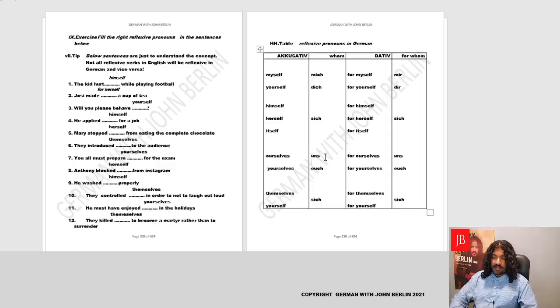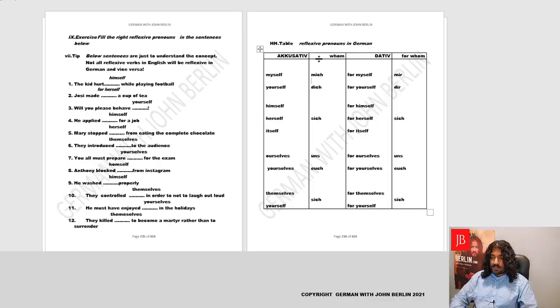Wir bereiten uns auf die Prüfung vor. We prepare ourselves for the exam. Euch, bitte, bereiten Sie sich, or you could say, bereitet euch auf die Prüfung vor. Prepare yourselves for the exam. Sie bereiten sich auf die Prüfung vor. They prepare themselves for the exam. And you could say it politely to someone: Bitte bereiten Sie sich auf die Prüfung vor. So basically, it's reflexive.